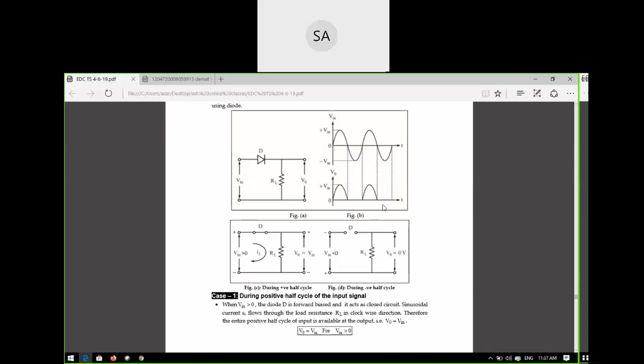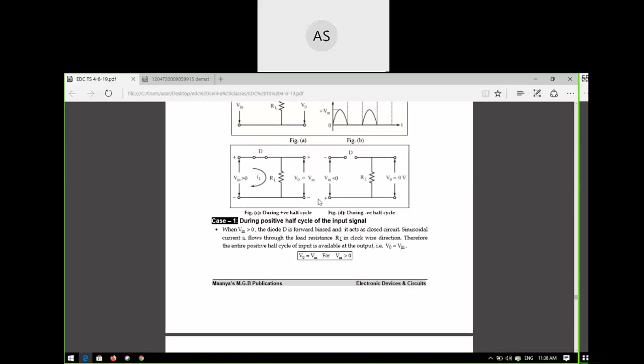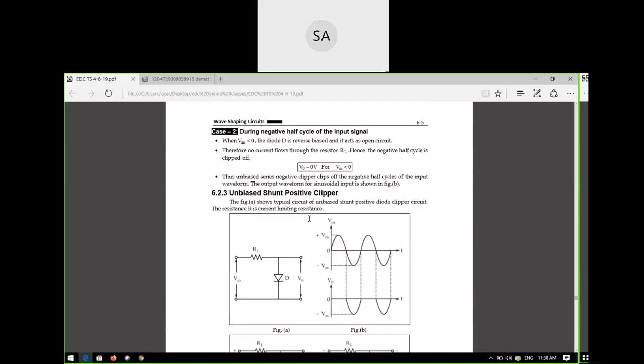Correct or not? Whether you all understood or not? Yes, sir. It is clear. All of you draw this in your notes. Very important. They will directly ask you to draw the circuit of an unbiased series positive clipper or an unbiased series negative clipper like this. So you have to learn this.